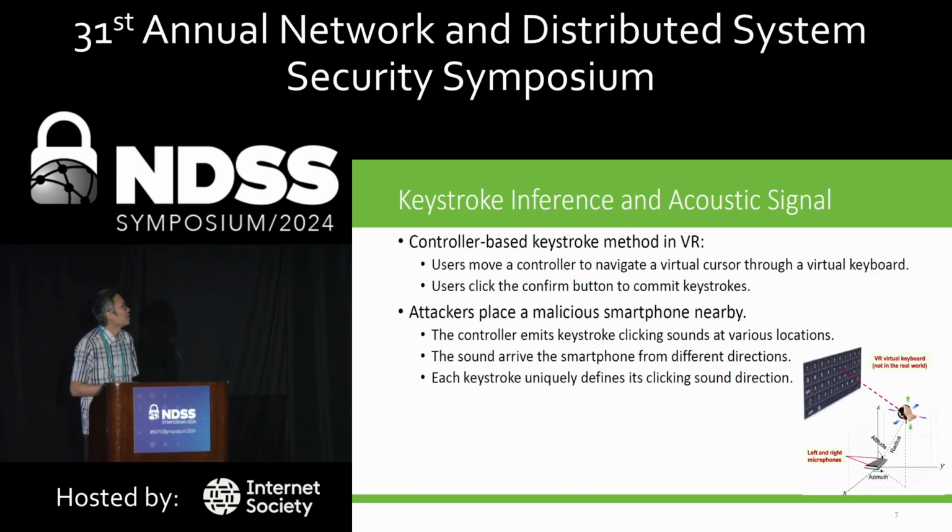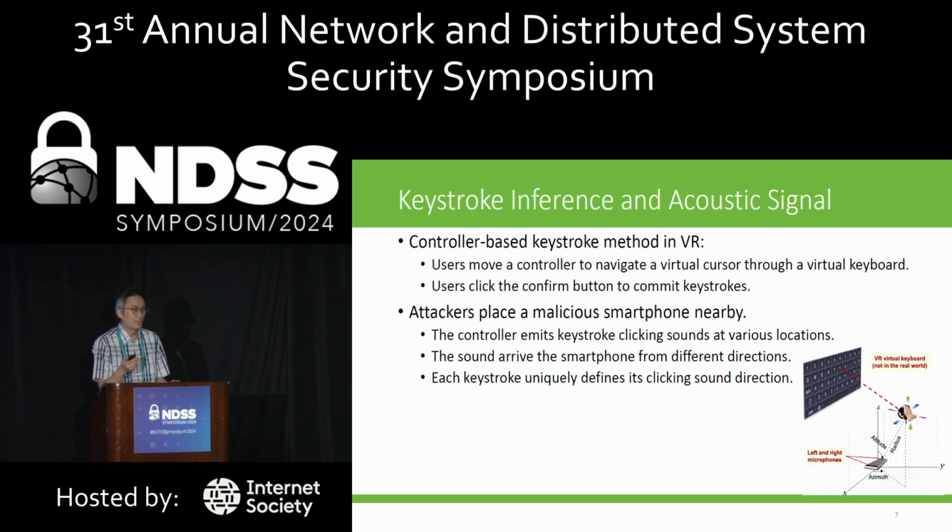In order to answer this question, we first investigate the principle of how the user interacts with the virtual keyboard. In order to make a keystroke, the user has to hold the controller in hand and move the controller around in order to move the virtual cursor on a virtual keyboard. When the virtual cursor reaches a target key, the victim will click on the controller to commit a keystroke. Now there will be a clicking sound.